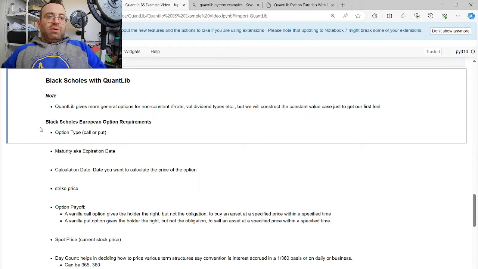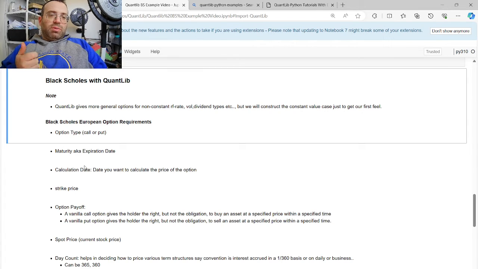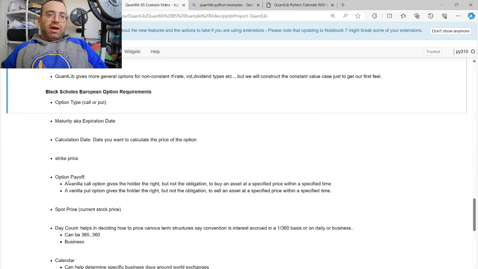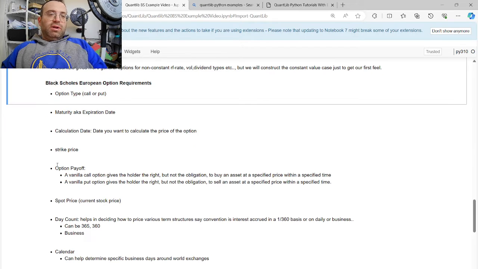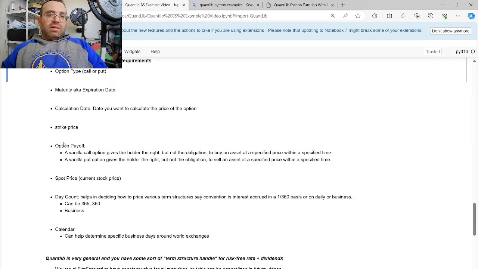So let's go through the requirements a bit, and then we'll show you one by one how to set them. First thing is you need the option type, call or put. You need the maturity or the expiration date. The calculation date is when you want to calculate the price of the option. Let's say the calculation date can be today for expiry in 3 weeks from now. Strike price is the price you're willing to buy for a call, sell for a put. It's just a number.